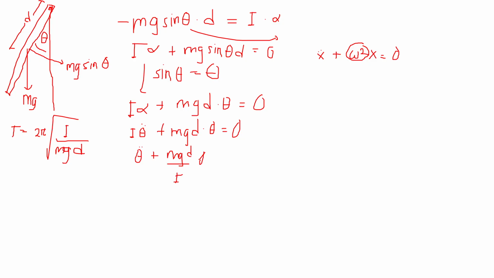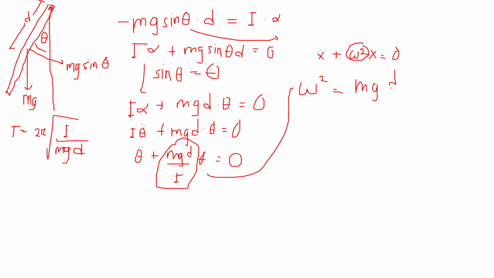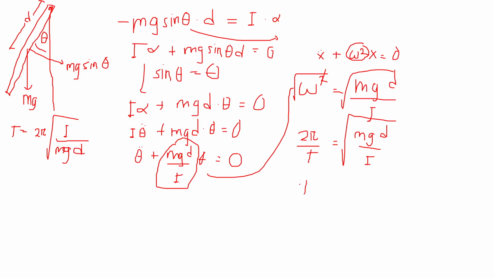Theta equals 0. Now this entire thing is omega squared. Let's write this here. Omega squared is equal to mgd over I. Omega squared is 2 pi over T, so T is equal to the square root, because we're, yeah, there you go. So this disappears. mgd over I. So we'll get T is equal to 2 pi.